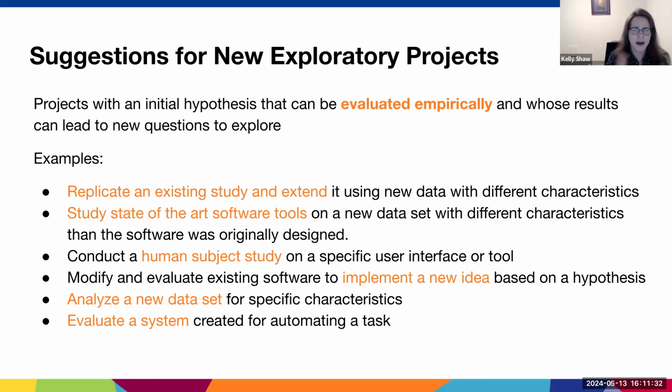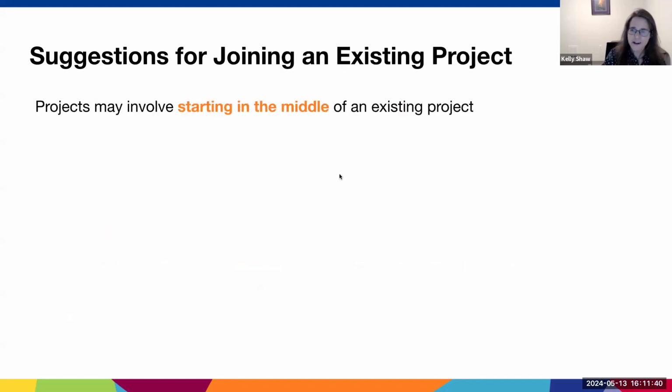These are just some hypothetical projects that you could work on, but hopefully that gives you an idea of how to think about this type of project. Now, the alternative you may be more familiar with, which is to have a student join an existing project. And in this case, they may be starting in the middle of an existing project. If you have this approach, then the question becomes, okay, what are the different things that they could work on?